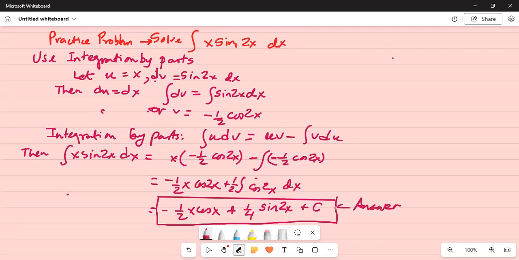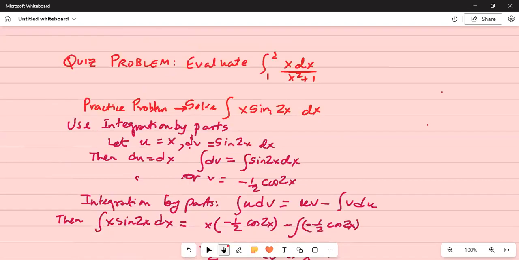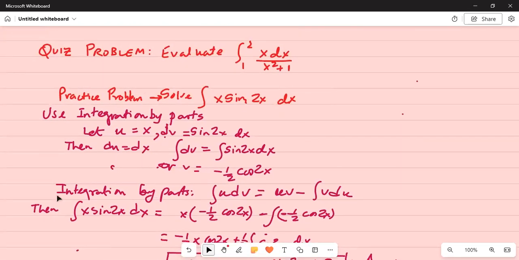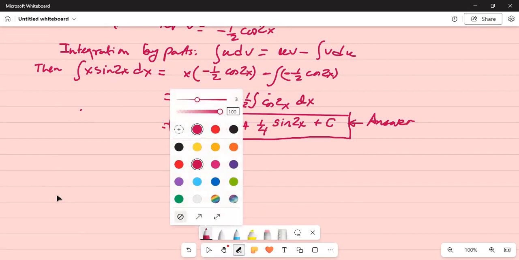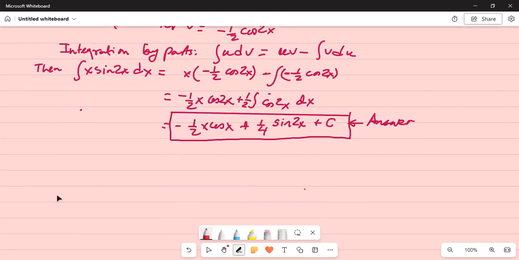Okay. Now let's take a look quickly at the quiz problem. The quiz problem is to evaluate the integration with limits from 1 to 2 of x dx divided by x squared plus 1. Okay, how to do this problem? So let's change the color of the ink, go back to red, and let's do it.